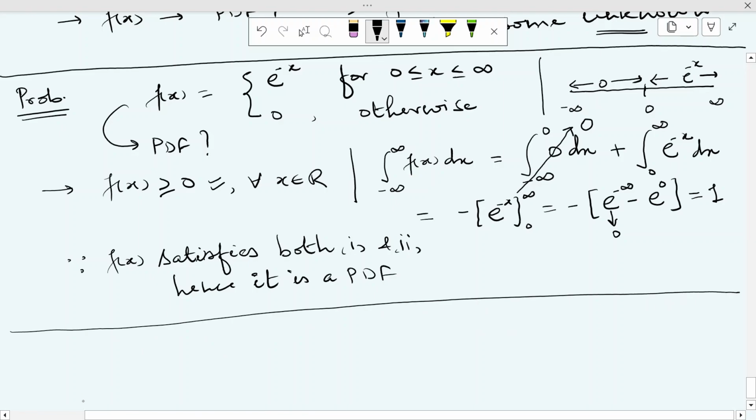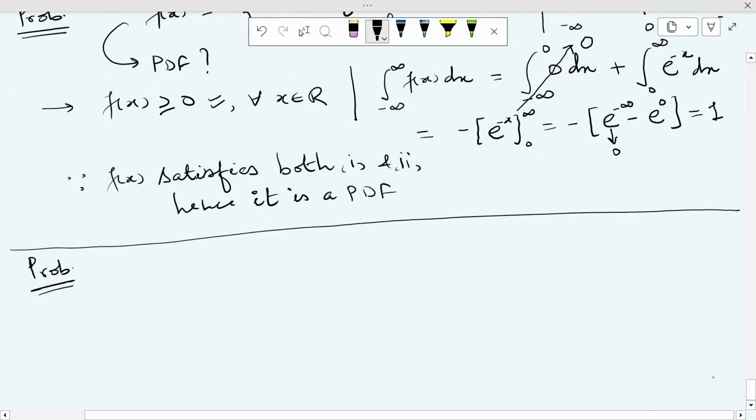Before we proceed further, let us take another problem. If you look at this problem, again we are given a function, and this function is defined in parts. It is defined as 1 by 4 x square minus 1 over the region mod x less than 2, and it is 0 otherwise.